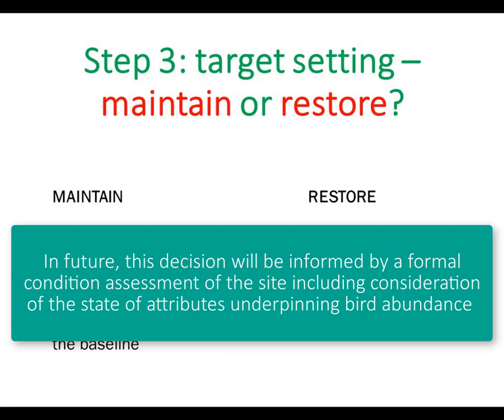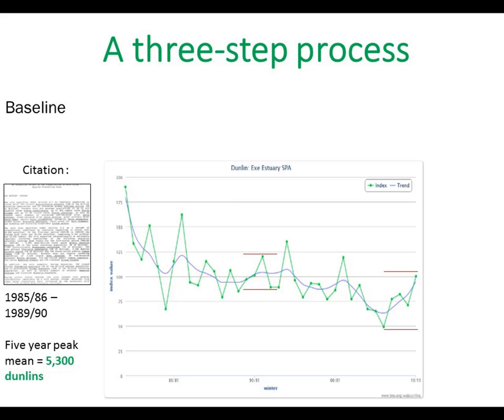In future, this decision will be informed by a formal condition assessment of the site, including consideration of the state of attributes underpinning bird abundance. To recap, this is a three-step process: setting the baseline, looking at change over time, and then setting the target for the site.